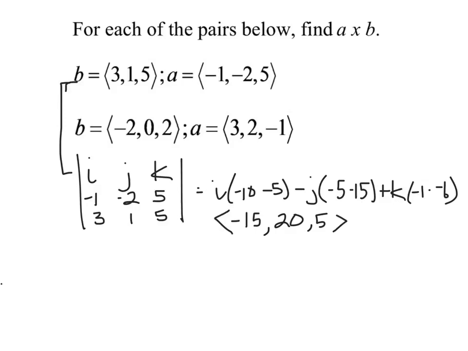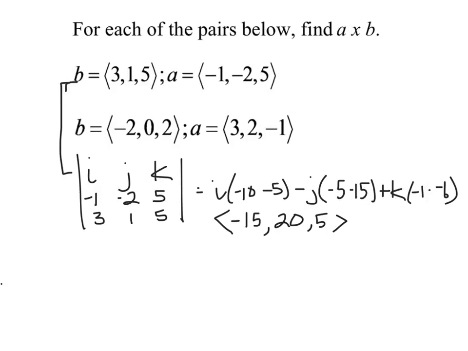If we reverse the two, and maybe in the interest of time I won't, but if we actually did B cross A, all of these would just be the opposite sign because we would have switched our subtraction. So it would have been -5 minus -10, which would be positive 15. 15 minus -5, but with the negative out front would be negative, and -6 minus -1 would be -5. So if we had done B cross A, they would simply be the opposite.